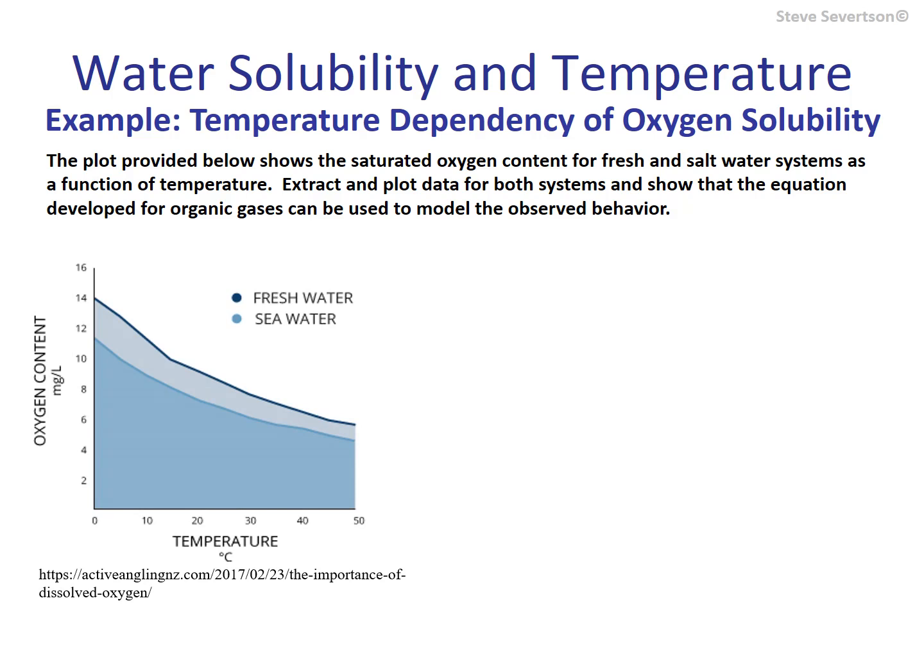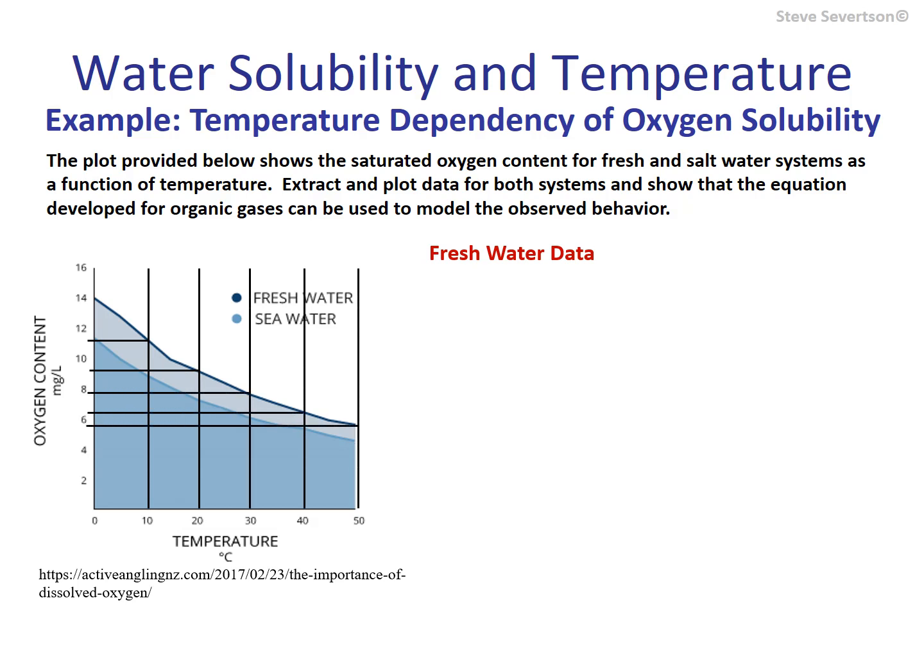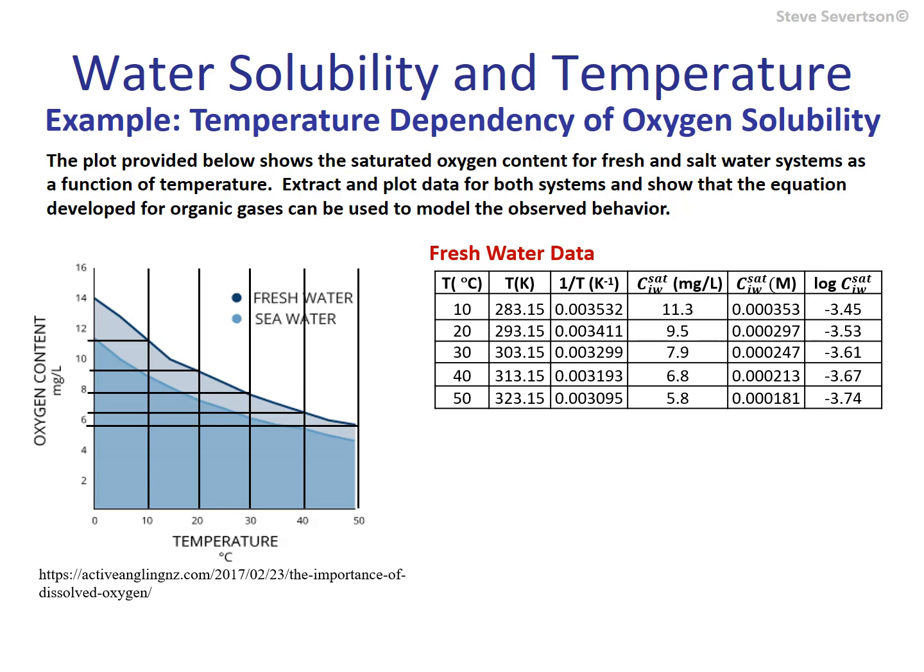The figure, which is from a New Zealand fishing site discussing the effect of oxygen levels on the behavior of different fish species, plots the solubility of oxygen in both fresh and salt waters as a function of temperature. We are asked to extract and plot data for both the fresh and saltwater systems to show that the equation developed for organic gases can be used to model the observed behavior. Interpolation is used to obtain solubilities at 10, 20, 30, 40, and 50 degrees C. These values and the corresponding temperatures are converted into the desired form in units.